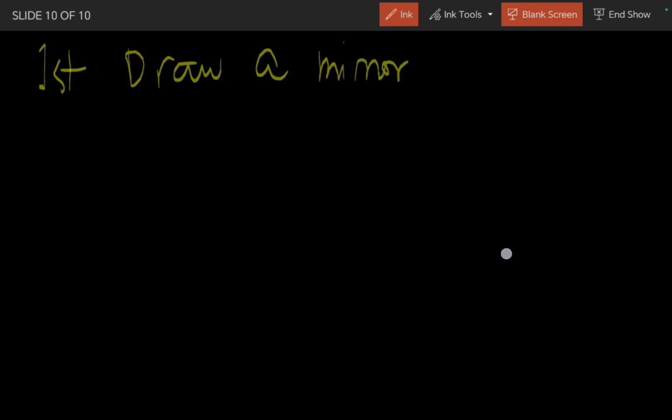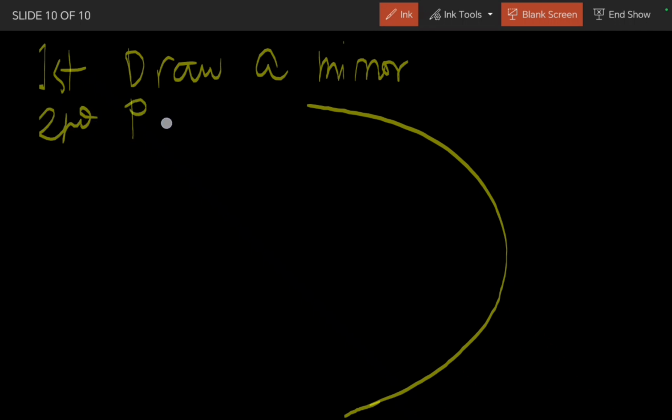Okay, let's use this. So the very first thing to do is to draw a mirror. So again, we're going to use as an example a concave mirror. Okay, just like that. Sorry, that is not so perfect. And then the second thing to do is draw the principal axis. Just look carefully at where the center is, and then just pass through it.